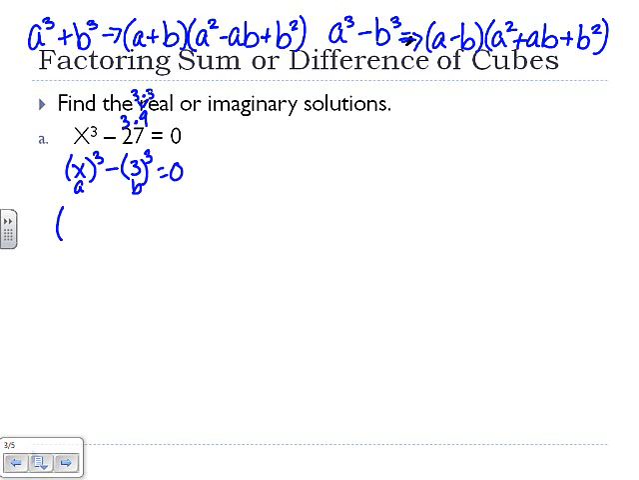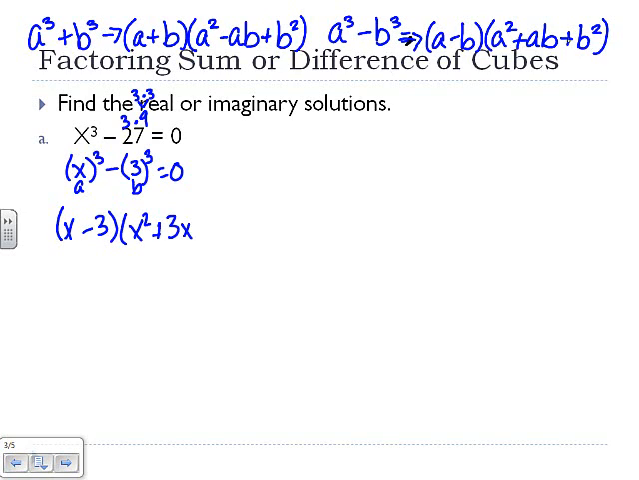So when I go to factor it, my first parentheses, because this is a minus, is going to follow the second formula. So it will be a minus b in the first parentheses, and that will be x minus 3. The second parentheses will be a squared. Since a is x, when I square it, it becomes x squared. The second term is a times b, so I have to do x times 3, which makes plus 3x. You do not use that sign. Make sure to follow the signs in the formula.